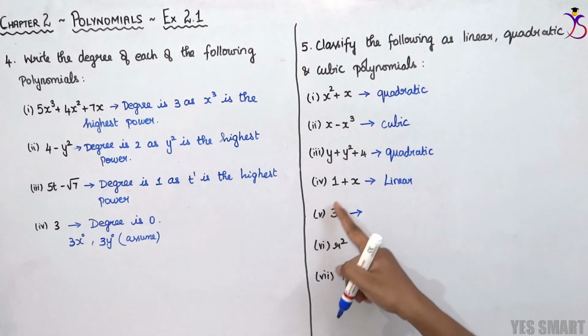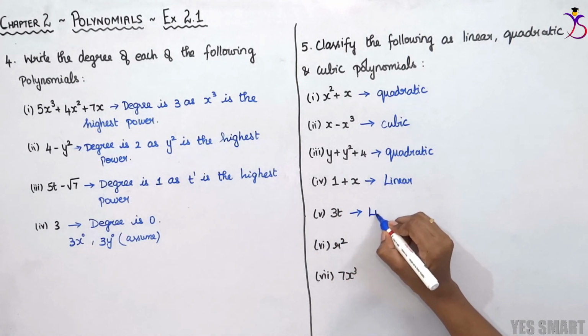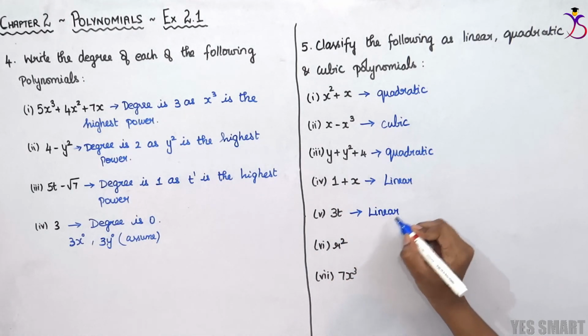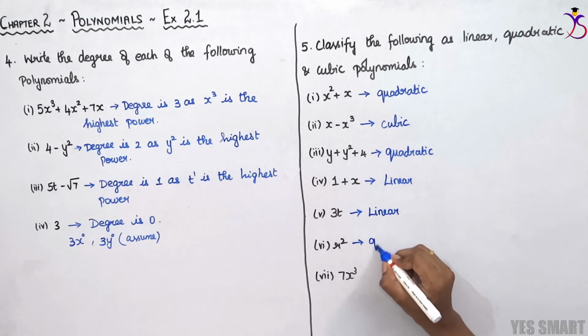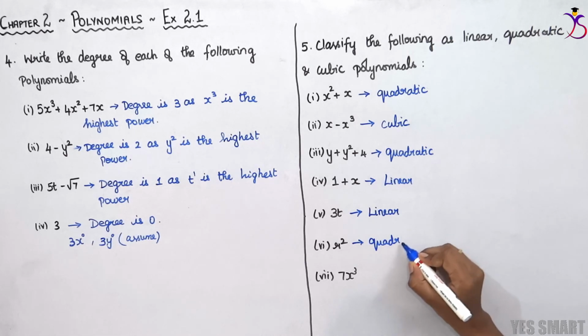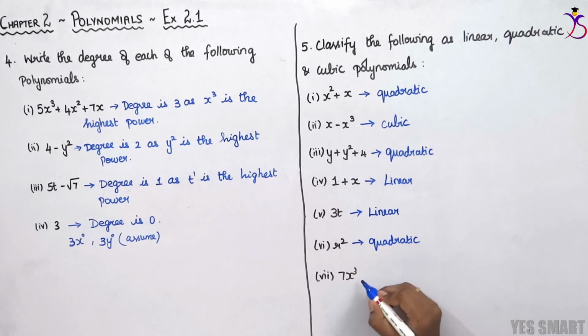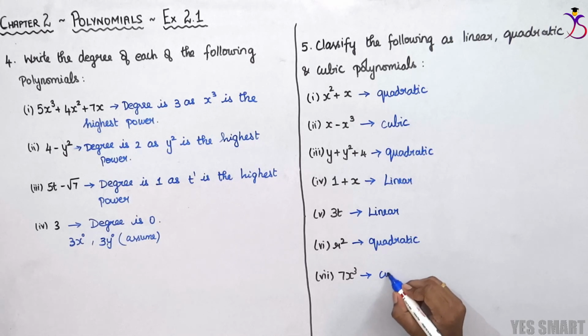In the fifth subdivision also the degree is 1. Therefore, it is also a linear polynomial. In the sixth subdivision, the degree is 2. Therefore, it is a quadratic polynomial. In the last subdivision, the degree is 3. Therefore, it is a cubic polynomial.